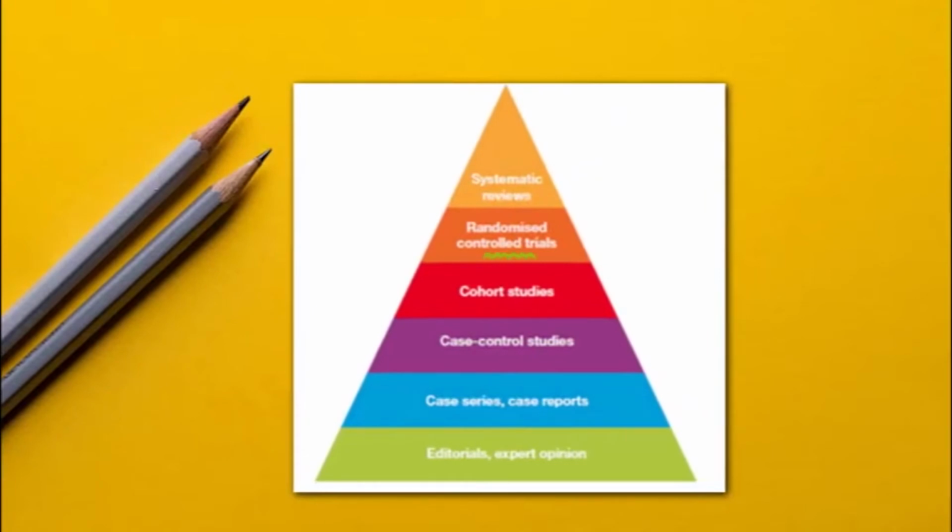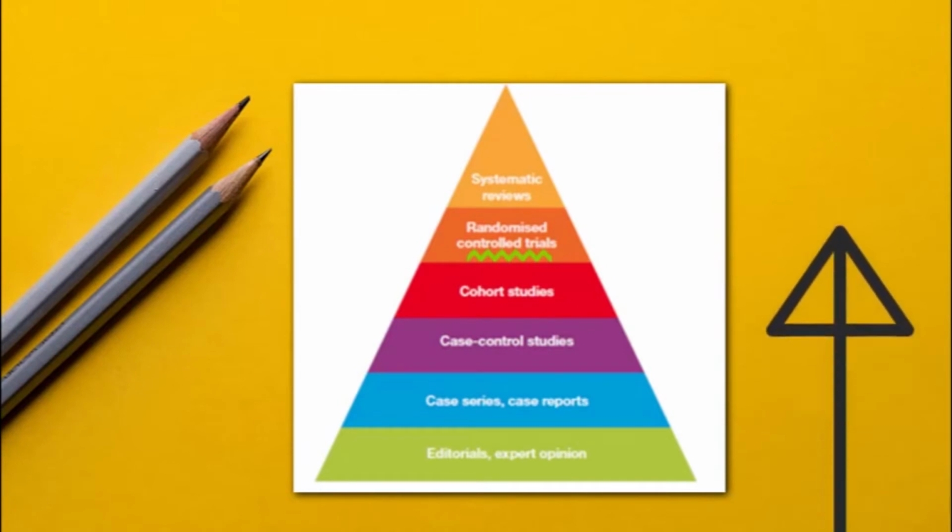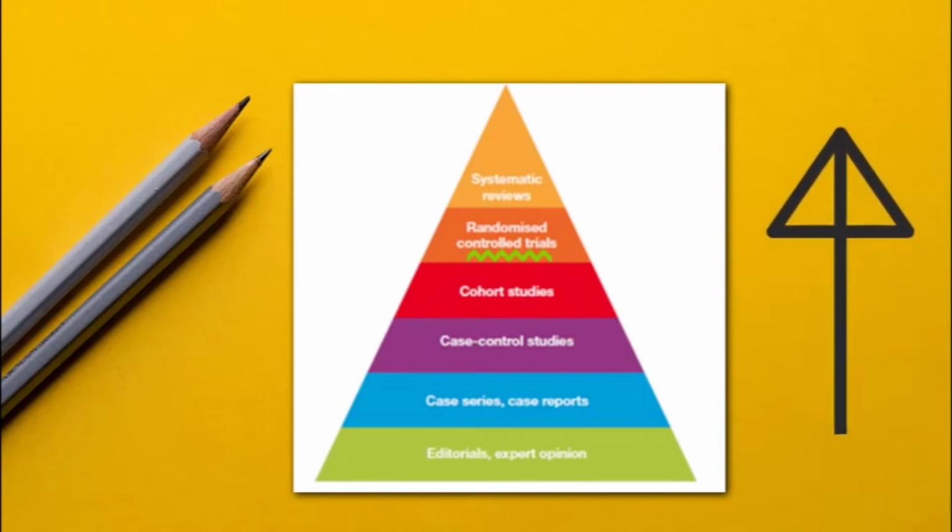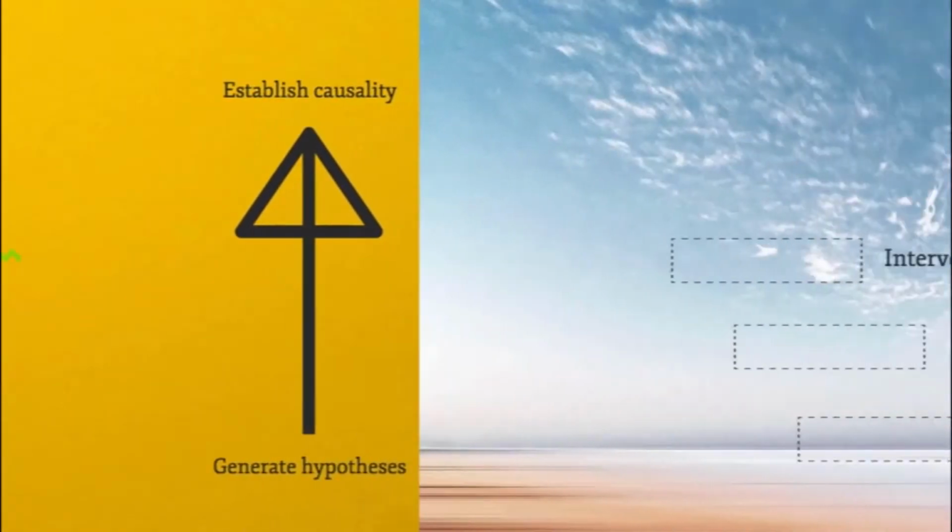Randomized controlled trials are considered to be the gold standard of evidence because, when conducted well, they are methodologically robust and able to establish a cause and effect relationship between an exposure and an outcome.